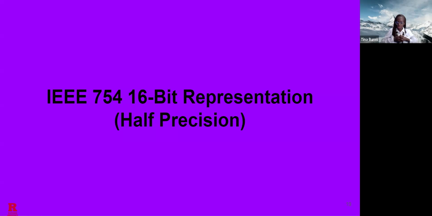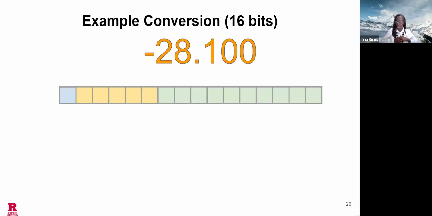The 16-bit representation for the IEEE standard is sometimes called half precision, but it uses the same format. The only thing that changes is the number of bits associated with those two values. So let's look at an example. If I had minus 28.1, how would I represent that?